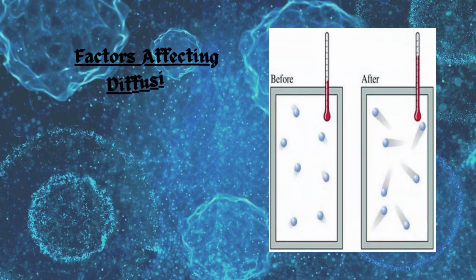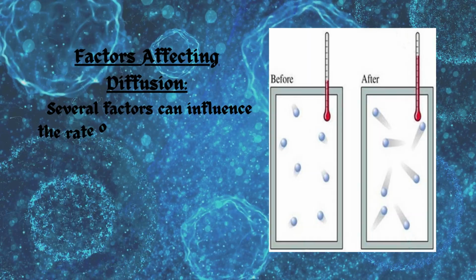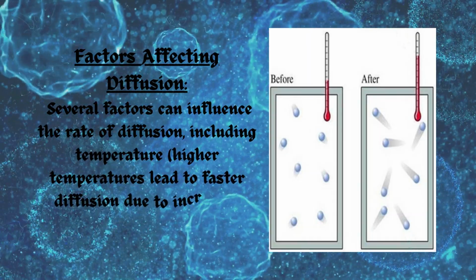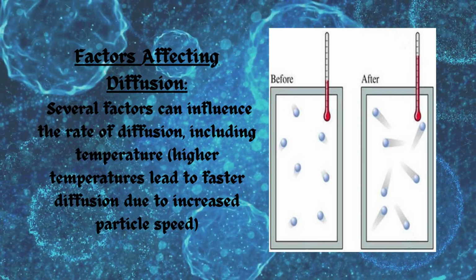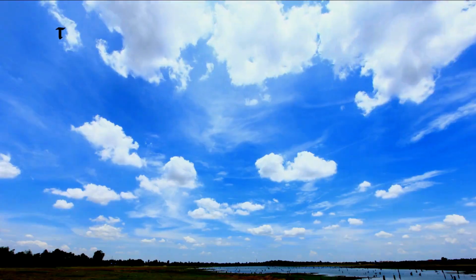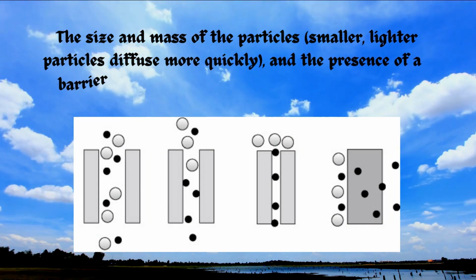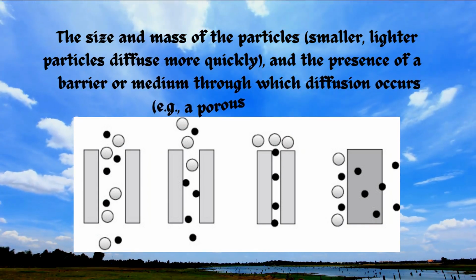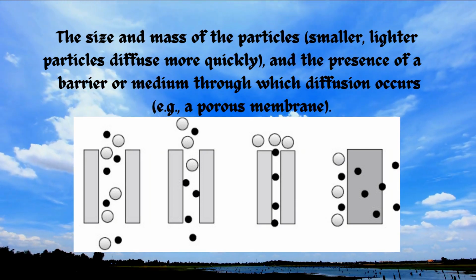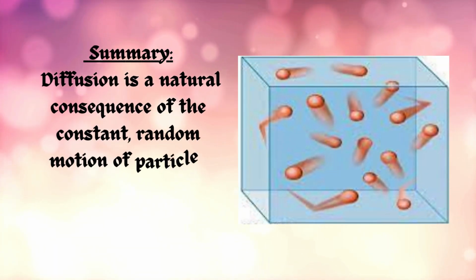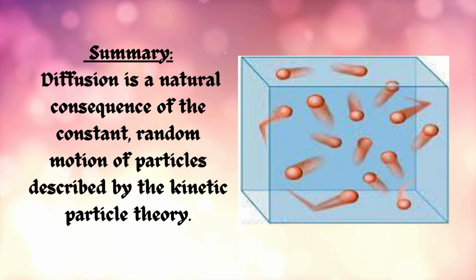Factors affecting diffusion. Several factors can influence the rate of diffusion, including temperature. Higher temperatures lead to faster diffusion due to increased particle speed. The size and mass of the particles: smaller, lighter particles diffuse more quickly. And the presence of a barrier or medium through which diffusion occurs, for example, a porous membrane.